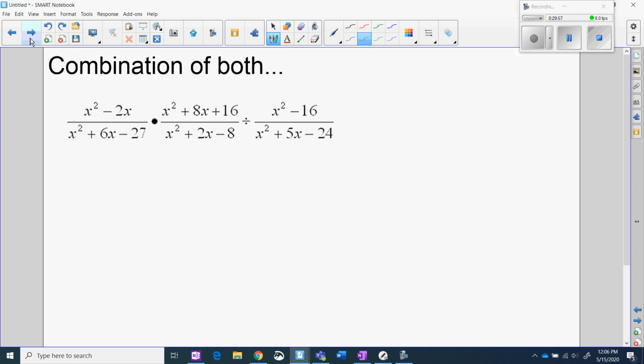Okay, this is our finale. This is a mixture of multiplication and then a division here. No different than the way we've done it if we involve just numbers. So all kinds of factoring everywhere. Take out your GCF. So greatest common factor. Multiply to get negative 27, add to give 6, x plus 9, x minus 3.